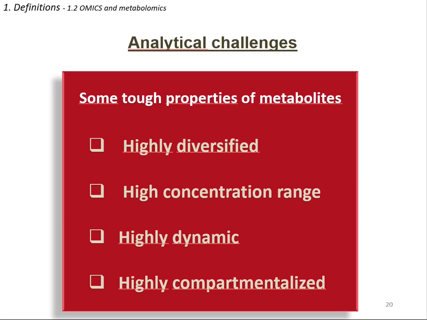The main challenges concerning metabolomics are summarized here, and they are associated to some tough properties of metabolites. First, we said they are highly diversified. They are also present at very different concentrations. So there is a wide range of concentrations, and some metabolites have a significant activity at very low concentration. This is typically the case of hormones, in our case, phytohormones, while others are meaningful because they are very abundant. This is the case of glucose, which is the basic fuel of every cell.